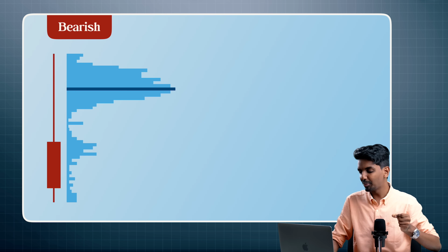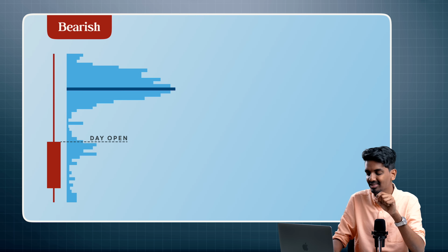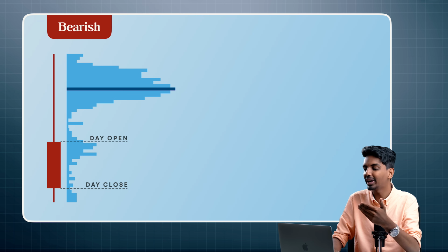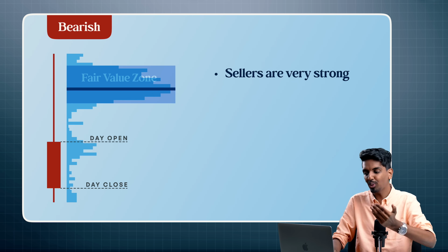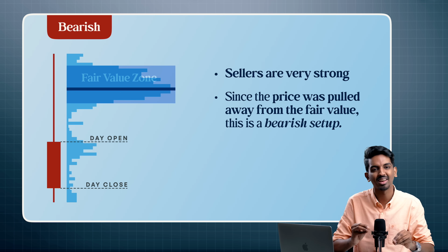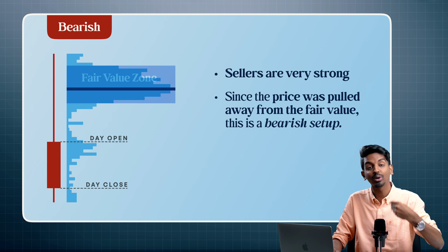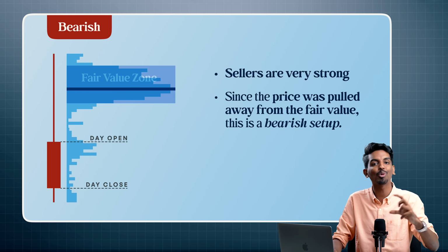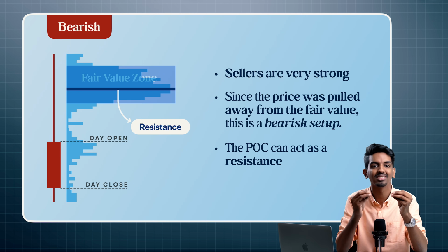And in the next example, you can see that price opened somewhere here, it moved up but it could not sustain, and then it moved back down to the day's low. So again, you can see that the fair value is somewhere at the top of the day. So sellers were very strong and they pulled down the stock price away from the fair value, and this is a bearish candle example. In this bearish scenario, we know that price closed below the fair value. So if tomorrow or in the next candlestick, the price moves back up to this high volume range, there is a very high chance that it will act as an important resistance for the stock.